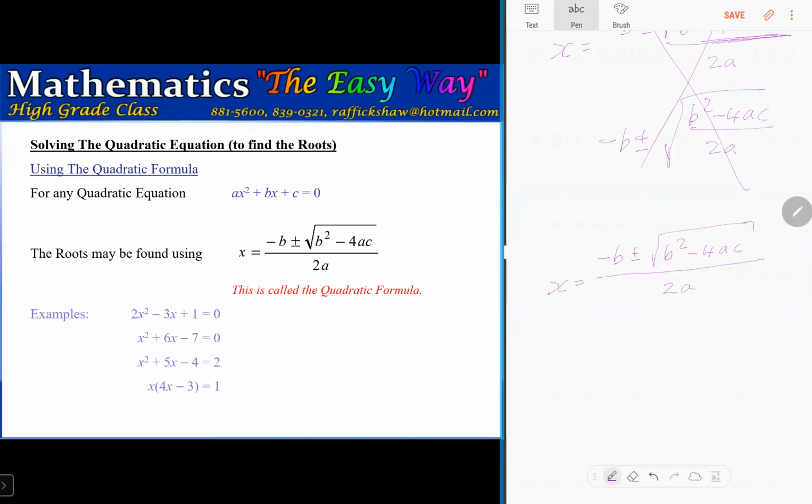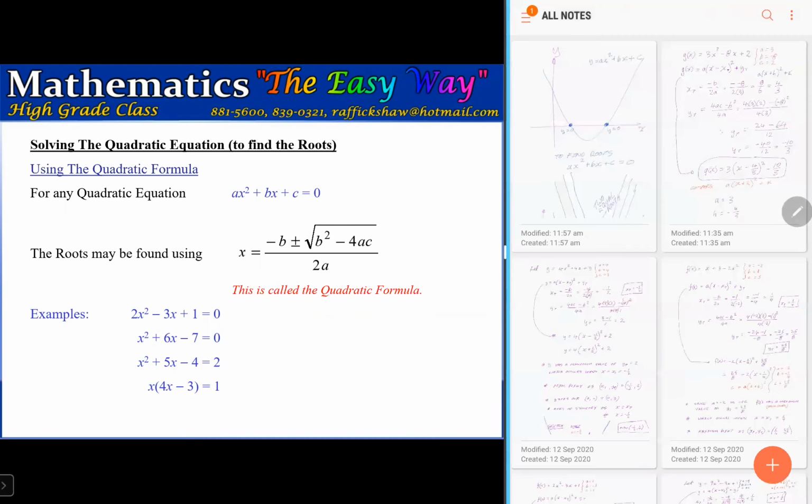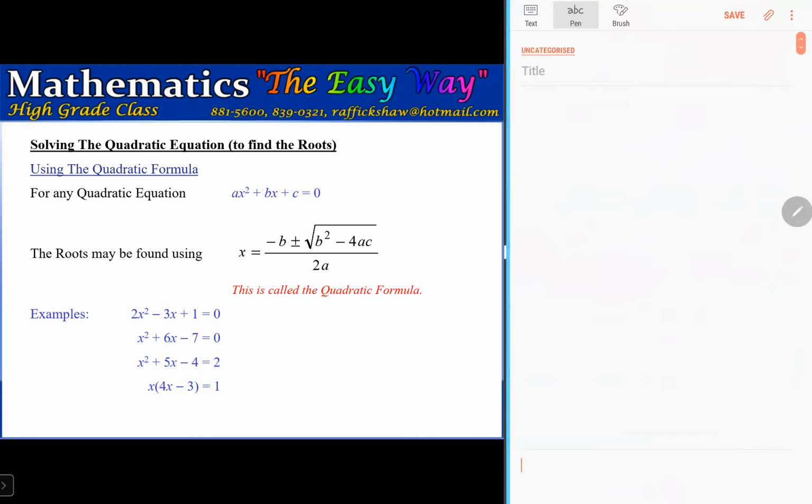So all we need to do now is do a couple of examples and see how we place the values, right? That's all we need to do now. So let's go and do a couple of examples with that.